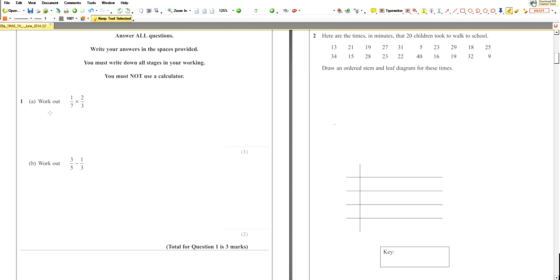Work out 1/7 times by 2/3. Looks like a very baby type of question. It should be nice and straightforward. We have proper fractions that need to be multiplied. We try to cancel them diagonally.